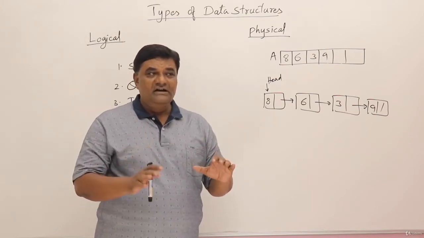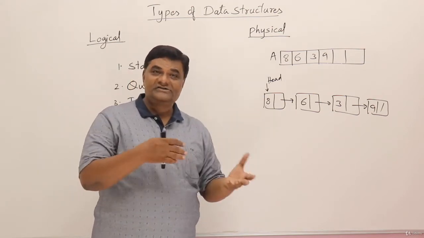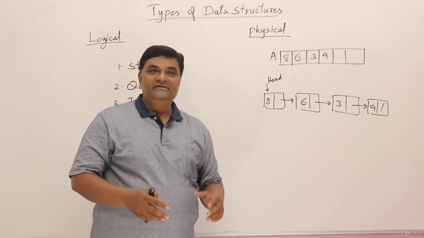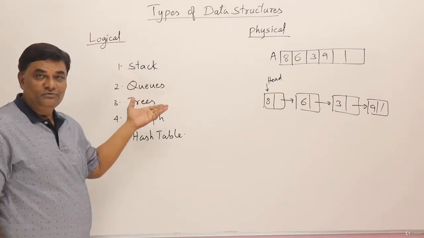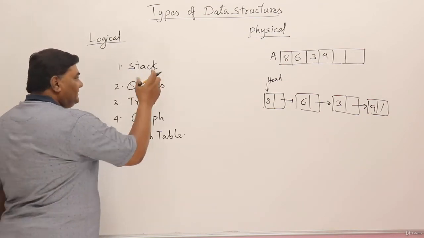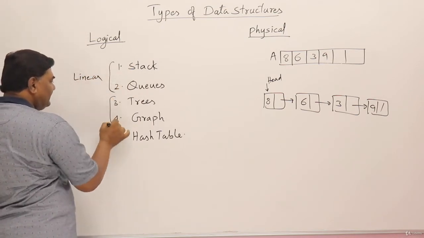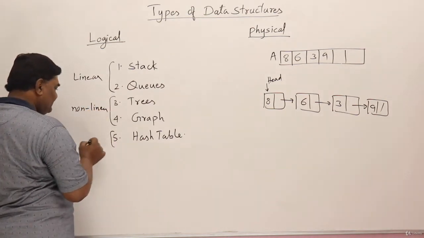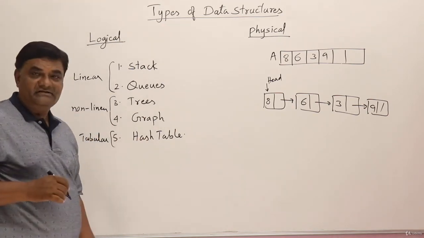Now the question is how you want to utilize those values. How you will be performing insertion and deletion. What is the discipline that you are going to follow? That discipline is defined by these data structures, that is stack, queues, trees, graphs and hash table. These are linear data structures and these are non-linear. And this may be linear or tabular data structure. Hash table, so it's a tabular data structure.